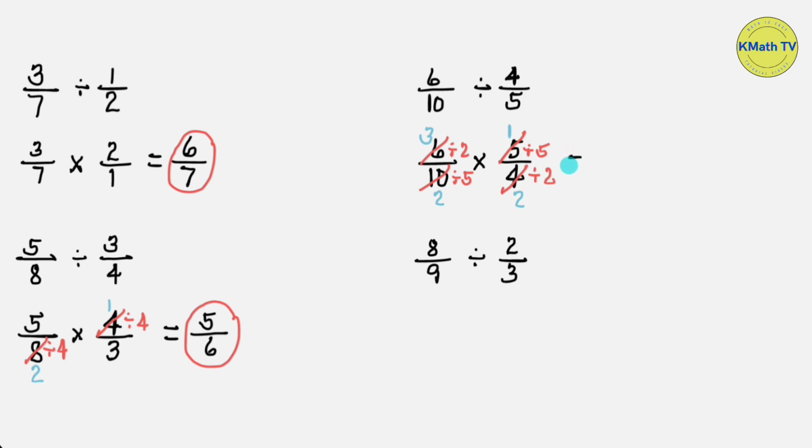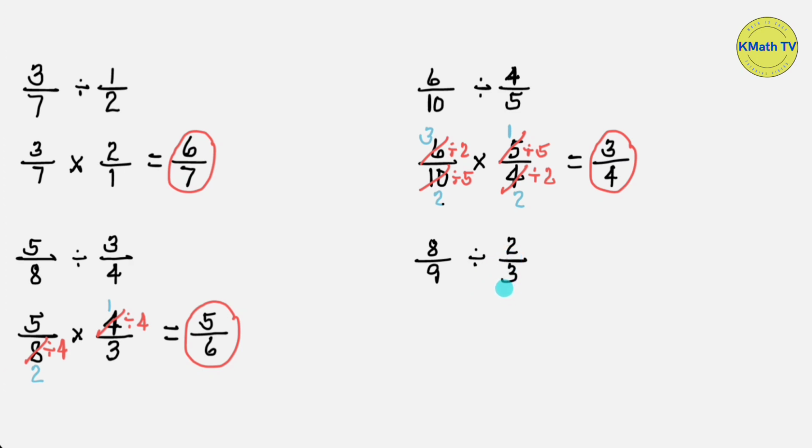Now, let's multiply. Multiply the numerators. 3 times 1 equals 3. Multiply also the denominators. 2 times 2 equals 4. Okay, the answer is 3/4. Last example, let's divide 8/9 divided by 2/3.